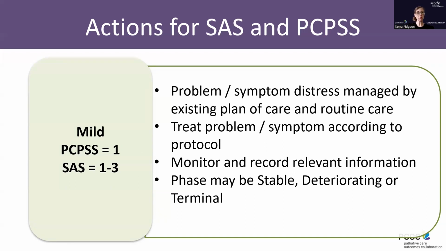The phase could be terminal if death is likely within a few days and the patient has some symptoms or problems from the scores on the palliative care problem severity score or the SAS. If all scores are 0, the phase may be stable or terminal. This means the care plan is effectively meeting the needs of the patient and their family.